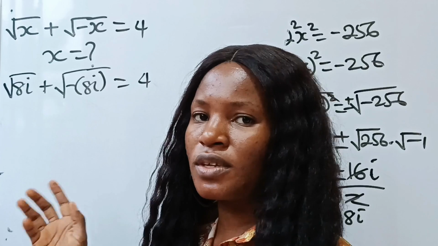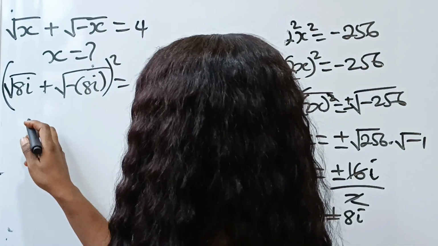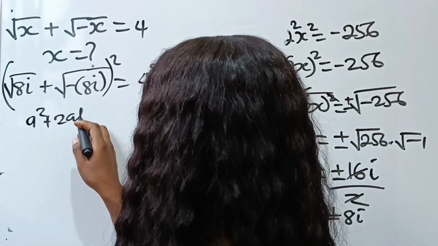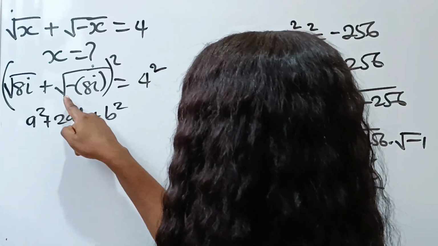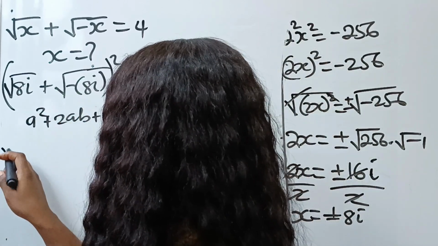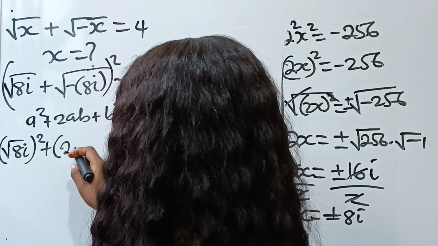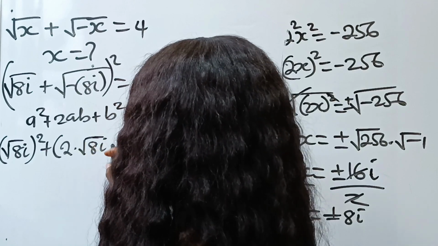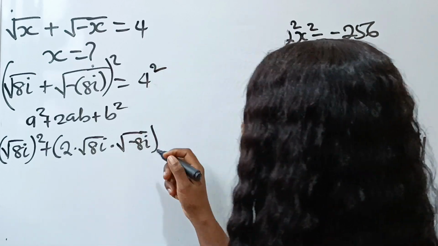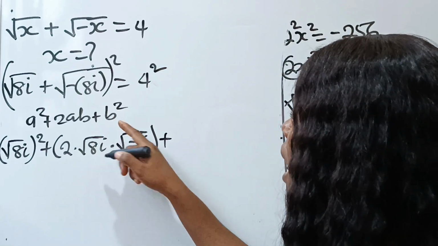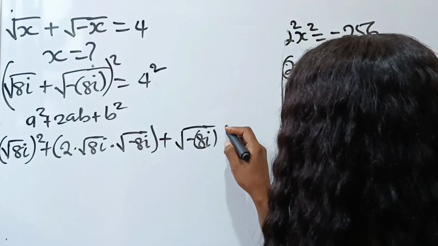Now let's square both sides of this equation. So it's going to be this side squared and this squared. This is the same thing as a squared plus 2ab plus b squared. Now our a is what? Our a is this, our b is this. So it's going to be a squared, that is root 8i squared, plus 2ab, 2 multiplied by root 8i, multiplied by b, which is the square root of minus 8i. All right, then plus b squared, plus our b is what? The square root of minus 8i. All right, squared.